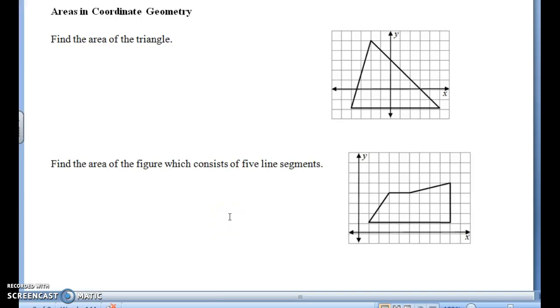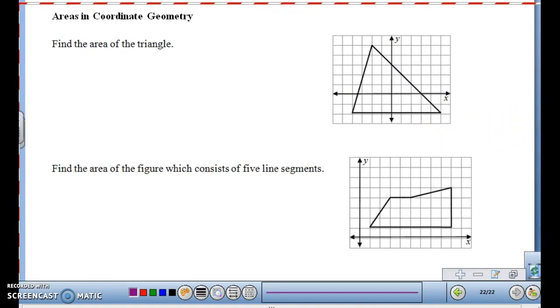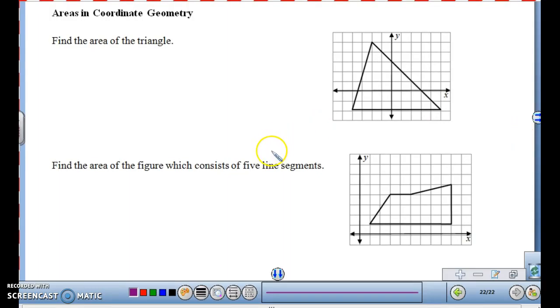All right, so let's look at some areas in coordinate geometry. We want to figure out the area on a piece of graph paper, basically. So we want to find the area of a triangle. So this triangle right here, remember the formula for area is 1/2 base times height. Now, the base and the height is from the vertex to the base. So your base on this one's easy because it's a nice horizontal line, so we can count. 1, 2, 3, 4, 5, 6, 7, 8, 9 units.